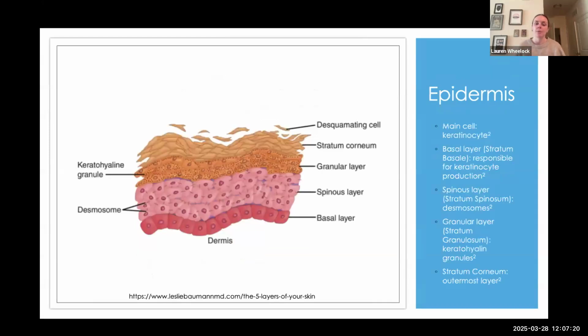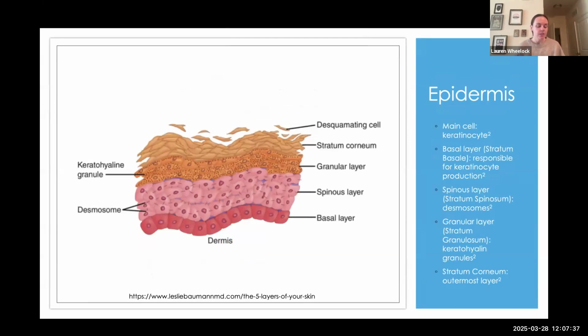So let's talk about the epidermis now. The epidermis is composed of keratinocytes, and it has 4 layers. We'll start with the deepmost layer. That is the red layer in the picture on the left. And that is the basal layer, also called the stratum basale.